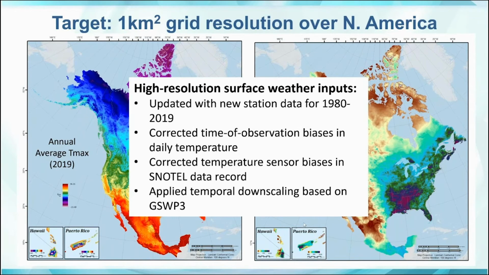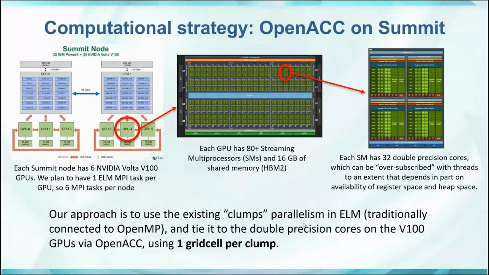This includes correcting time of observation biases in temperature, for example, and correcting sensor biases from the high elevation SNOTEL data record. Then we applied temporal downscaling to go from the daily observations that are common in these networks to the sub-daily inputs that we need for the ELM. We've been using the GSWP3 forcings to extract some of the downscaling time information where needed. So that work is all complete.